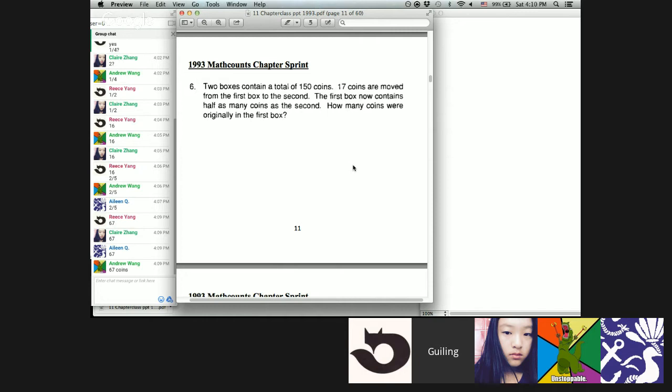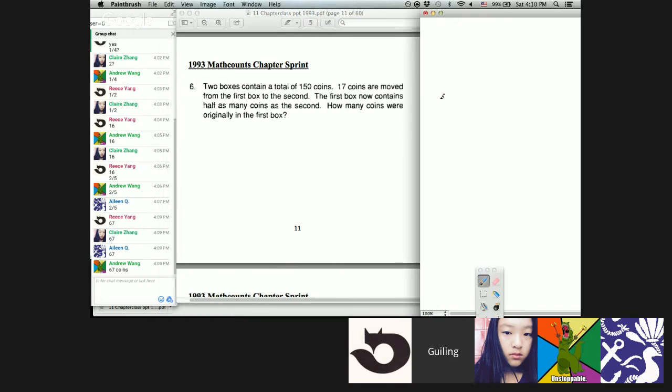Right, nice job. The answer is 67. So this one's solving a system of equations. You can write out the 2 equations. The first box is x, and we'll let the second box be y. So x plus y equals 150 coins. This is the total number of coins.